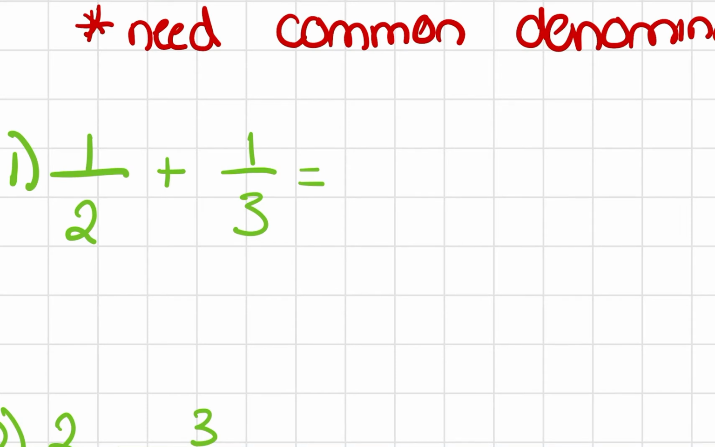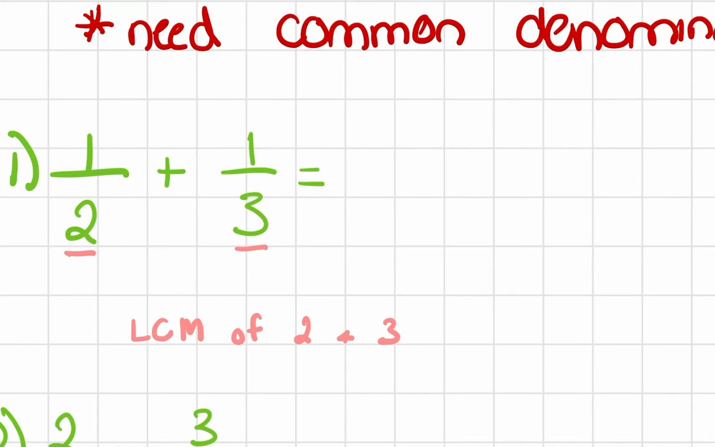So here's the issue. We have a 2 here and we have a 3 here, and it is illegal for us right now to add the tops. We need to make these look the same. So what is a good way of doing it is you can ask yourself, okay, what is a number that both 2 and 3 go into? Or we could also ask ourselves, what is the lowest common multiple of 2 and 3? Lots of different ways that you could say that. If you don't know what lowest common multiple is, feel free to watch my video on it.